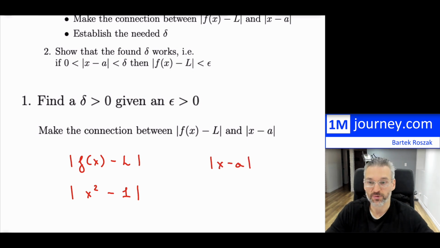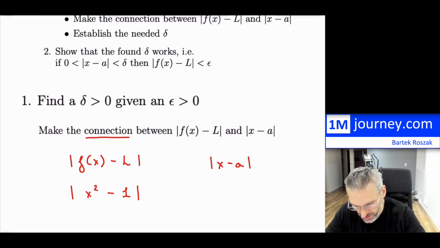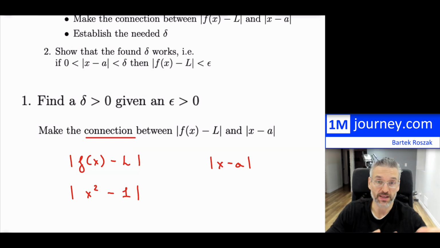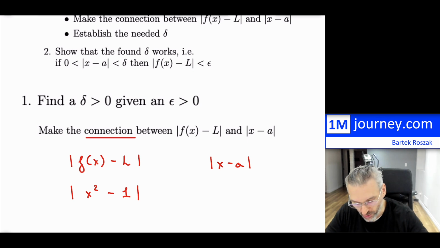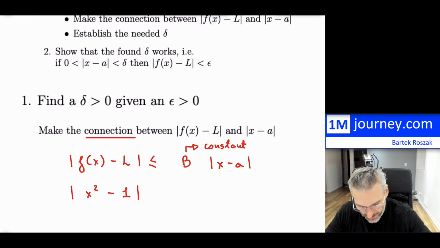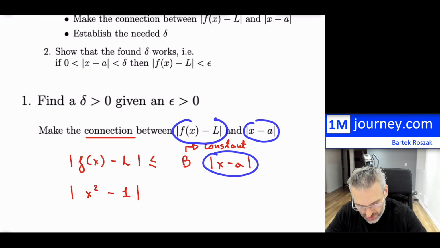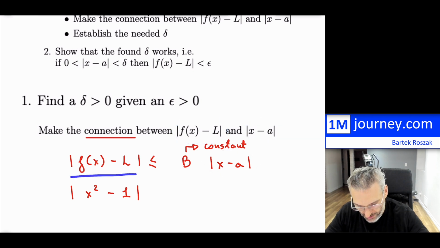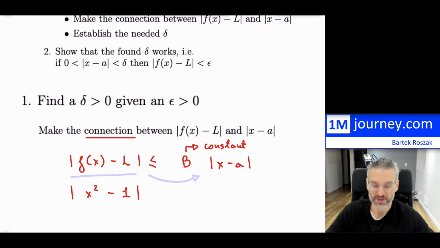So what do we mean by creating a connection? Well, the connection is made in such a way that you want this right here to be less than, or it could be equal to, that's fine, less than or equal to some bound, where this bound is simply a constant. So it's just a number that you can find. And that bound is just multiplying this x minus a. That's the connection that we're trying to make. So how do we relate these two things together? How do you go from here all the way to something that looks like this?